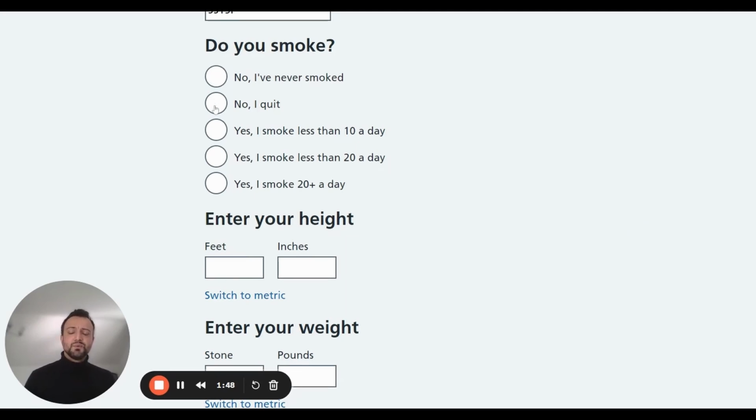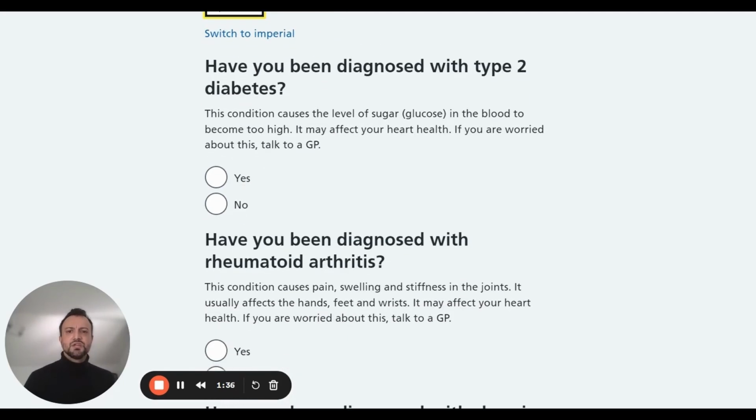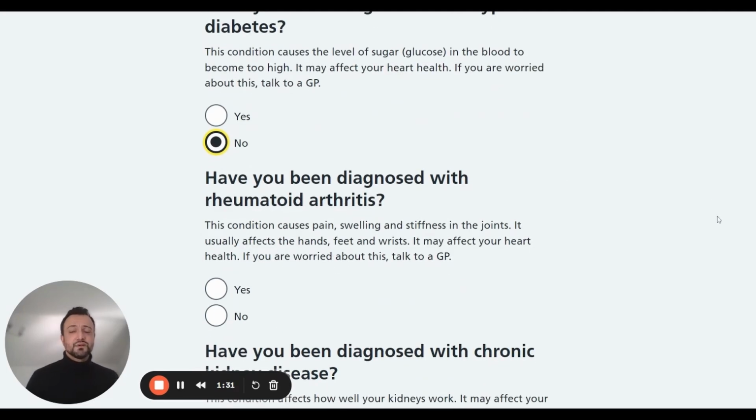Do you smoke? I'm going to put no, I quit. And if you do smoke, obviously that is a big risk factor for cardiovascular health. I'm 6 foot tall. My weight is about 90 kg. Do I have type 2 diabetes? No, I don't. Why is diabetes relevant for heart health?